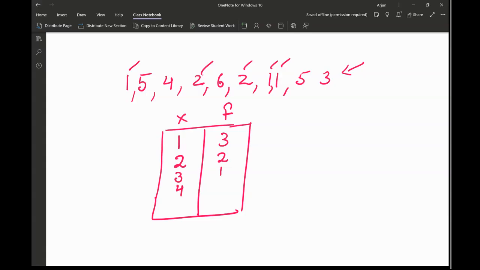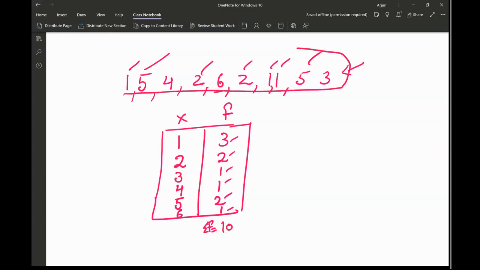4 is repeating itself how many times? 4 is only one time. 5 is repeating itself how many times? 5 is two times. And 6 is repeating itself how many times? 6 is repeating itself one time. So how many data points? Sum of frequencies. The sum of frequency is also called the n value, the number of data points. 3 plus 2 is 5, plus 1 6, 7, 8, 9, 10. So 10 data points. If I sum up these numbers, that's also 10 data points.